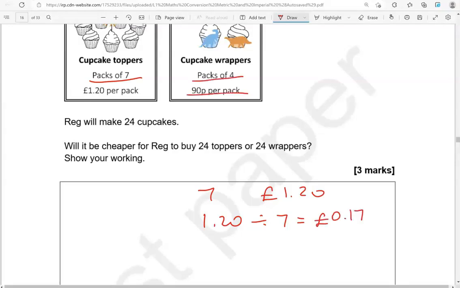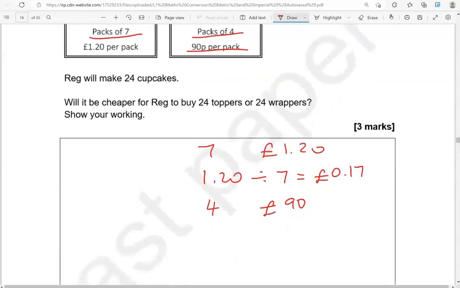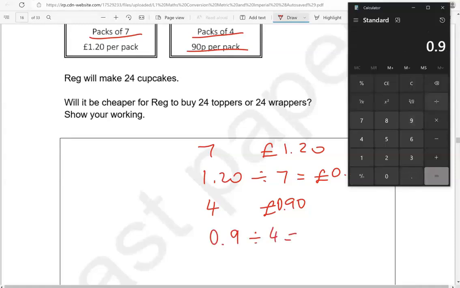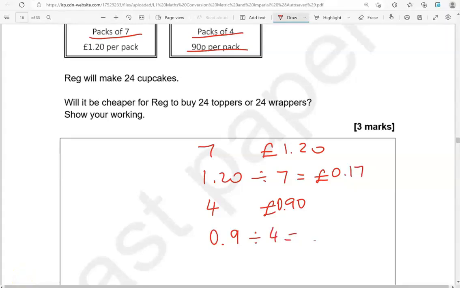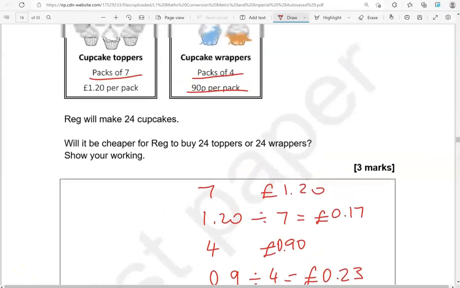Now we've got a pack of 4, which costs 90 pence. So we'll do 0.9 divided by 4, which is about 23 pence. So this is more expensive than the last one. So we're going to choose the toppers.